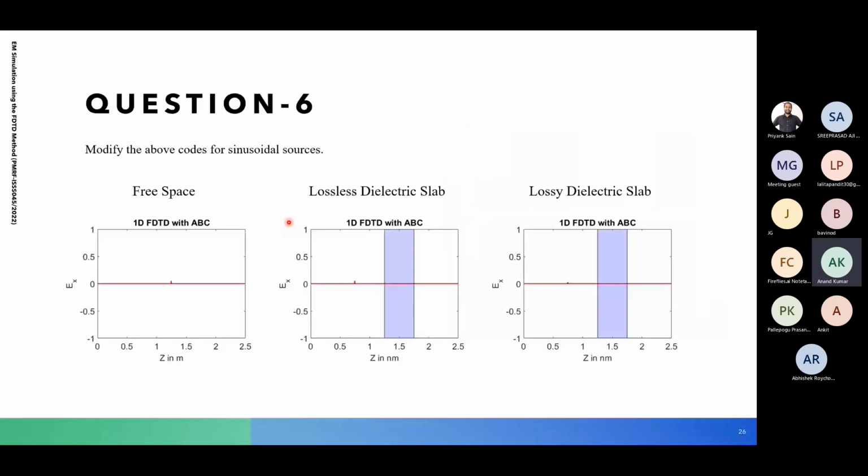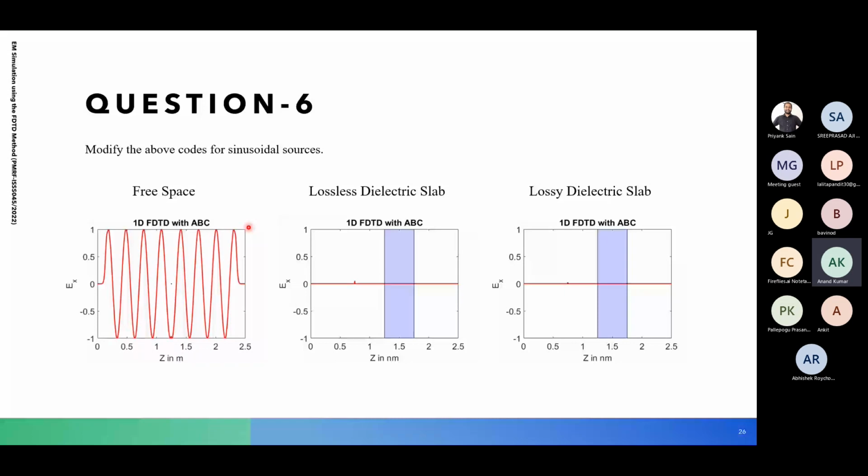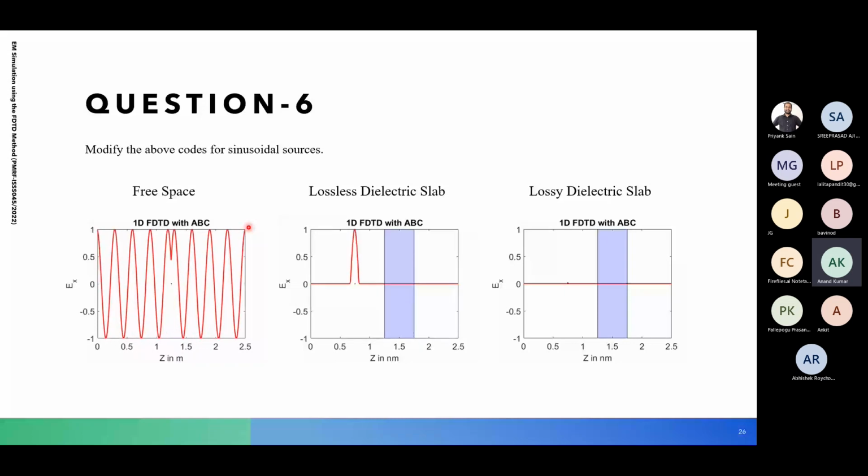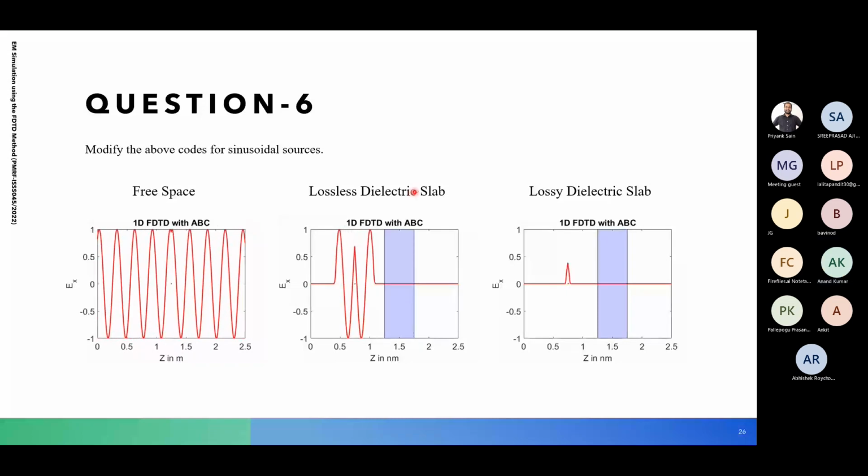The last question was to modify the codes for sinusoidal sources. Instead of using a simple Gaussian source, you just had to modify the exponential expression to a sine expression. This is not very difficult if you try it.